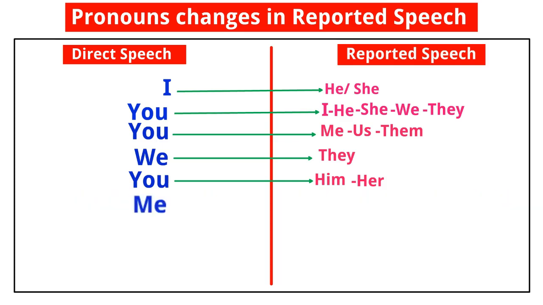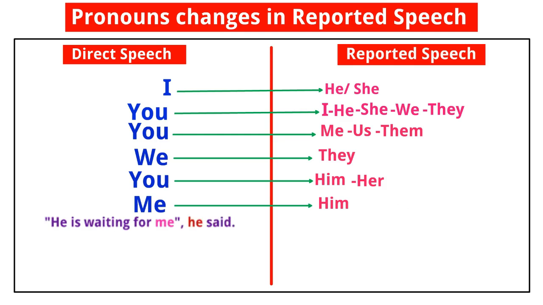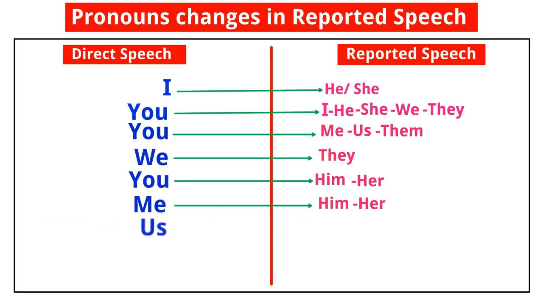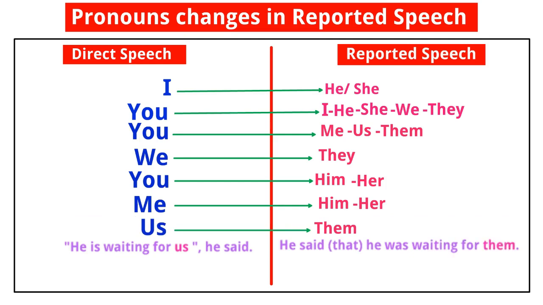Me becomes him. For example, "He's waiting for me," he said. He said that he was waiting for him. Me can also become her. For example, "He's waiting for me," she said. She said that he was waiting for her. Us becomes them. For example, "He's waiting for us," he said. He said that he was waiting for them.